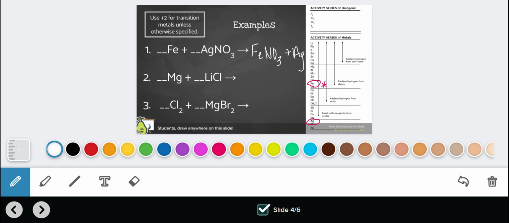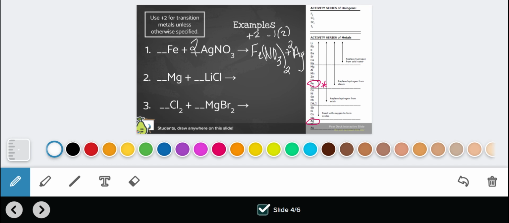Now, for transition metals such as iron, we're going to use a +2 charge unless specified otherwise. So we're going to say iron is +2. We find nitrate on our polyatomic ion list, and it's a -1. And so those have to add up to 0, just as they did before, so we have to multiply by 2. So we have iron with 2 nitrates, Fe(NO3)2. And then, of course, we have to balance. Since we have 2 nitrates, we'd have to have a 2 here in front of the silver nitrate, and then we have to have a 2 here for our silver.